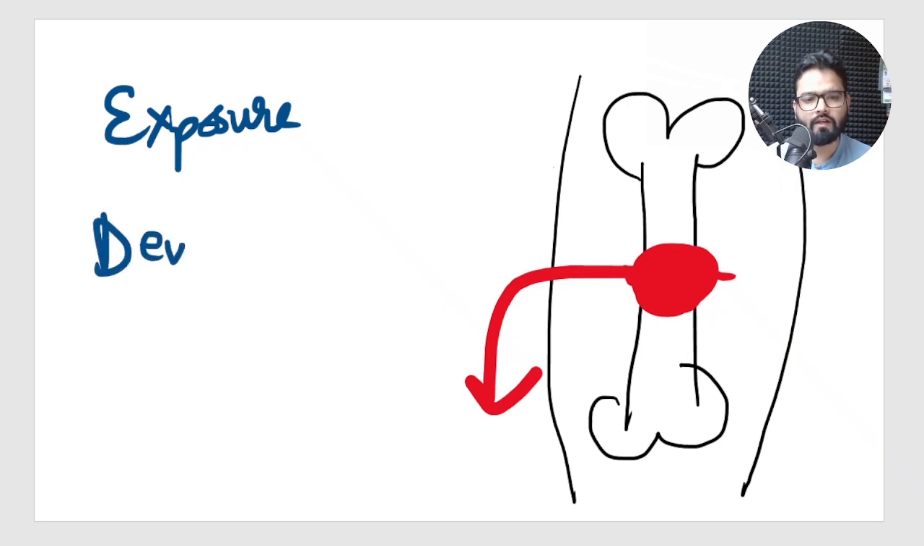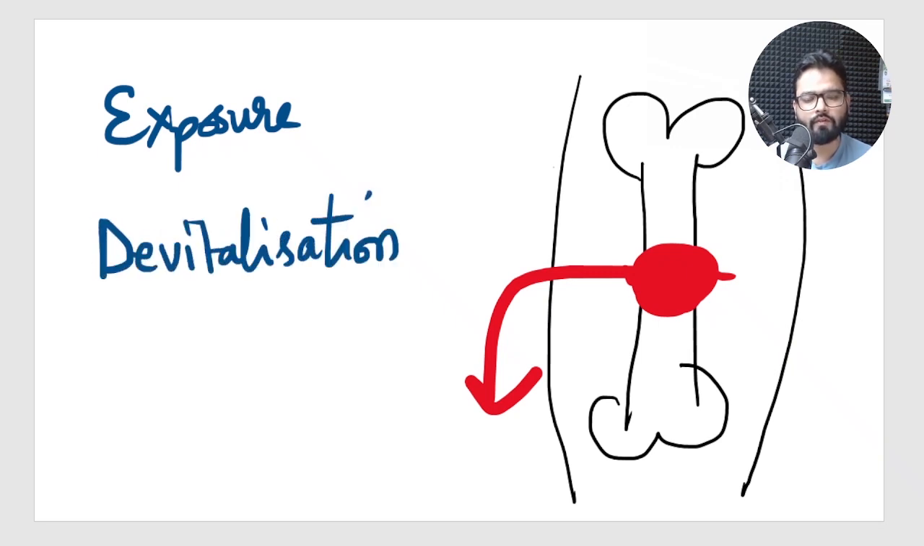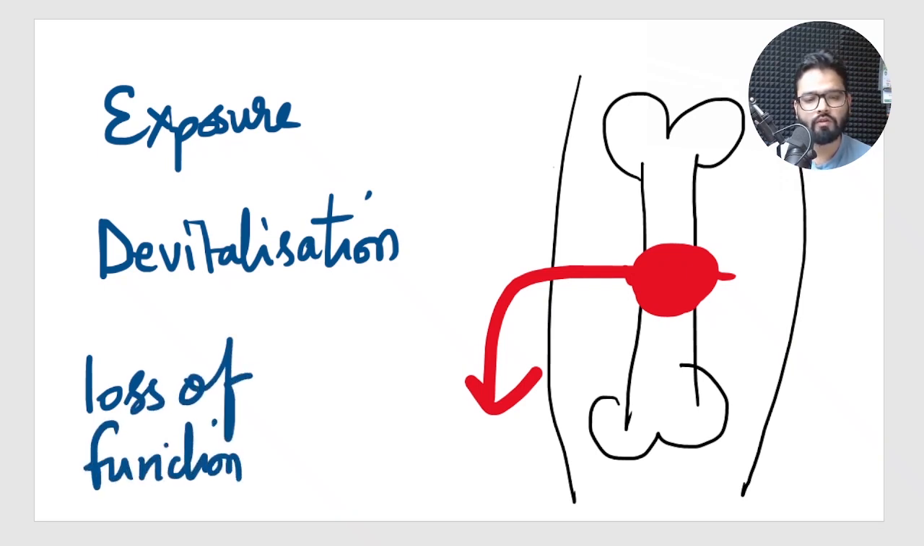Also, devitalization of tissues around the fracture increases the susceptibility to infection. There will also be loss of function because of damage to the tendons, nerves, muscles, or vessels.